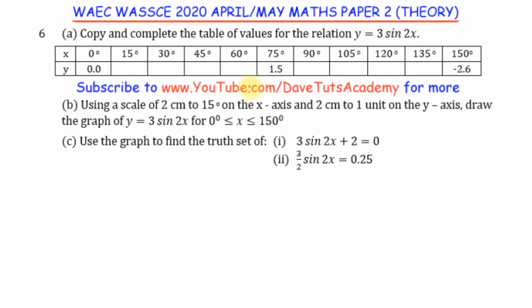So here is a question on a graphical solution to a trigonometric function. We're asked to copy and complete the table of values for the relation y is equal to 3 sine 2x. And here is the table of values. So we're told to use a scale of 2 centimeters to 15 degrees on the x-axis and 2 centimeters to 1 unit on the y-axis to draw the graph of y is equal to 3 sine 2x for values of x ranging from 0 to 150 degrees.